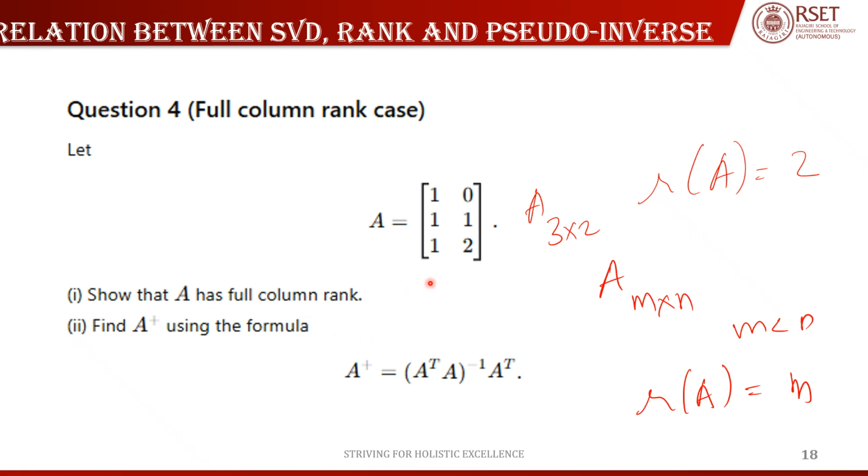You should remember that when the rank of A is strictly less than the number of columns, you are not allowed to use this formula. You can only use this formula, pseudo inverse equals A transpose A, the whole inverse, times A transpose, if A has full column rank. So let's see how the solution comes.